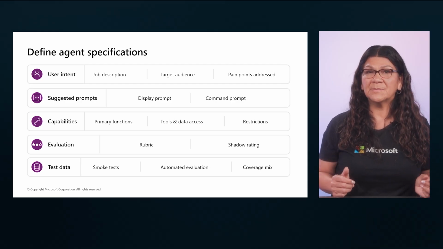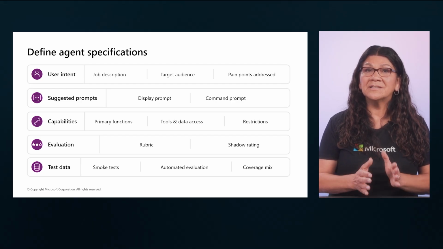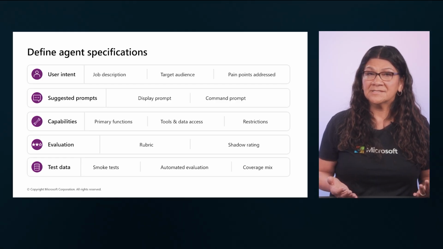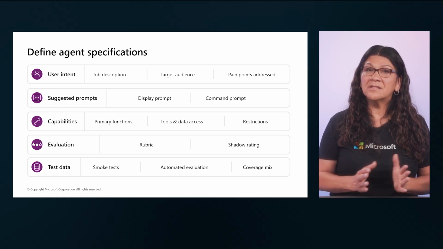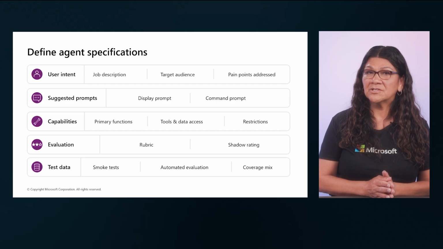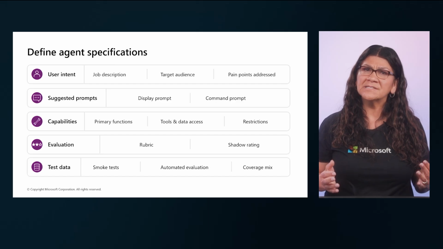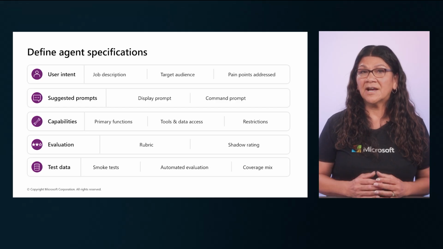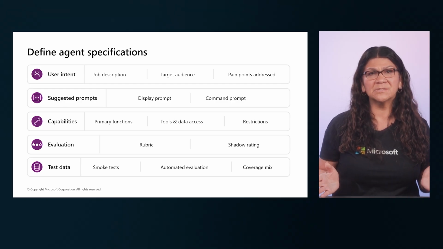Defining clear agent specifications starts with user intent: the job the agent performs, the target audience, and the problems it solves. Then outline the prompts that guide its behavior, the capabilities and restrictions, such as the tools or data the agent can access, and how performance will be evaluated with a rubric or shadow ratings. Finally, prepare test data, including smoke tests and automated evaluations to validate responses.